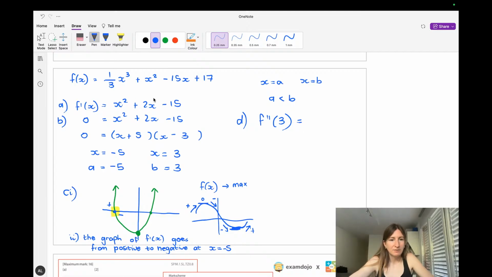So my second derivative is going to be 2x plus 2. So that was my first derivative, and then I derive it again, so 2x plus 2. And then I substitute for x equals 3. And I get 6 plus 2, which is 8. I think that was just part 1.